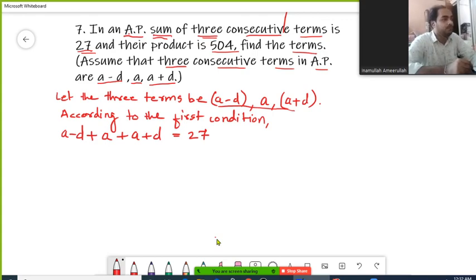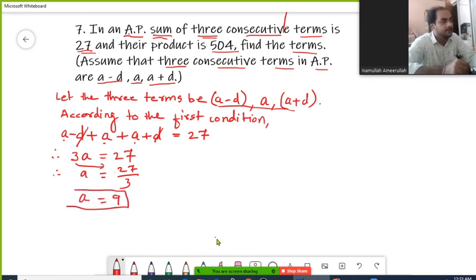Now this is negative D and this is positive D, which will become 0. A, A, A. So we have three positive A. When you add, it will give you 3A. 3 times A is 27. Keeping A on its place, 27 on its place, this 3 can be transposed to the right hand side and it will divide. So A is 9. So this is the value of A.